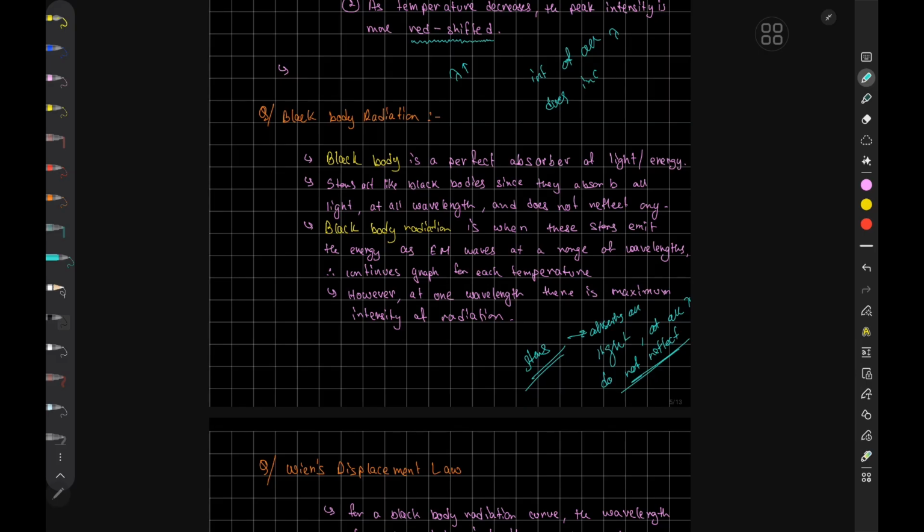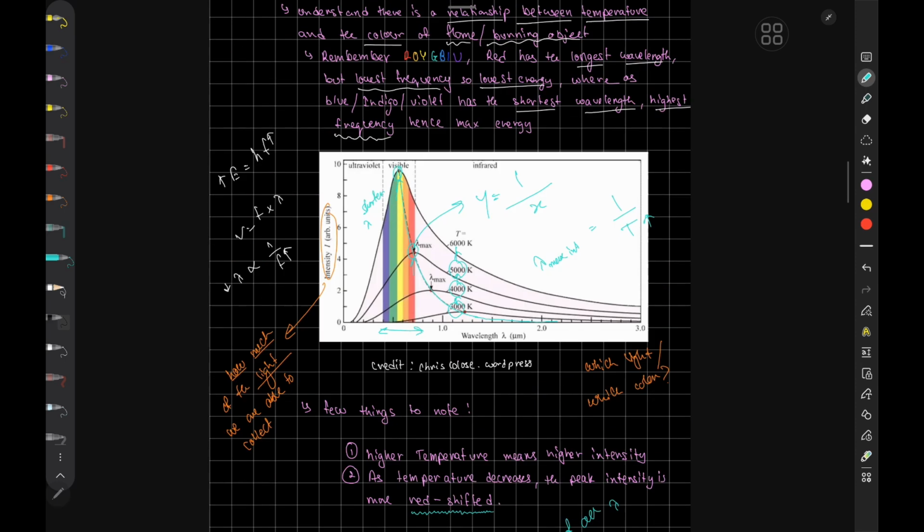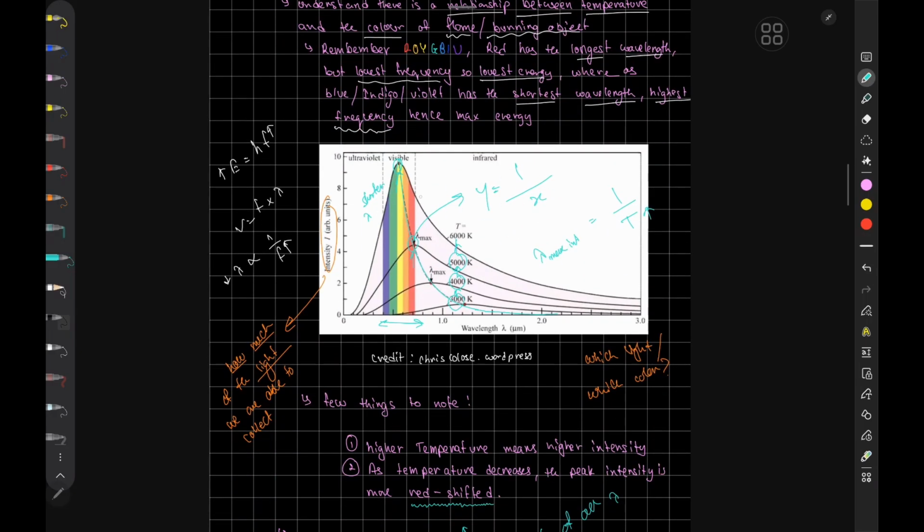Now, black body radiation is the process that a black body goes through. That is when these stars emit energy as EM waves at a range of wavelengths, a continuous graph for each temperature. It is called black body radiation. So these continuous graphs that you see without breaks, without any eccentric behavior, show black body radiation.